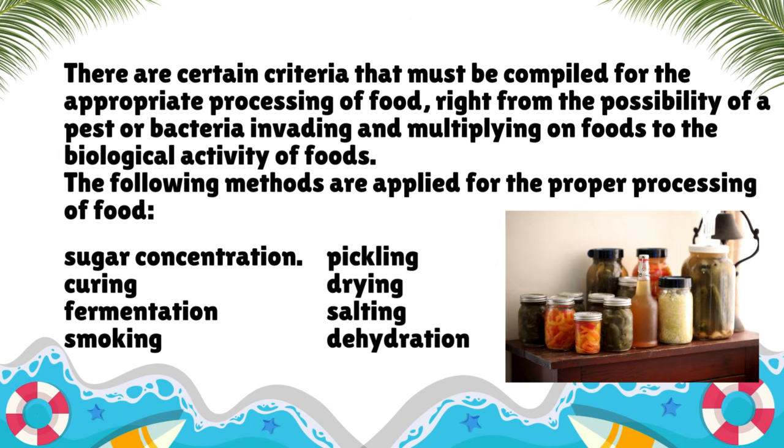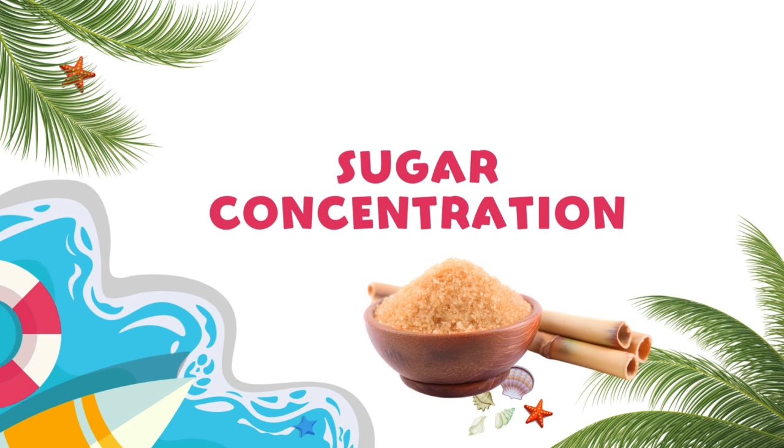There are certain criteria that must be complied with for the appropriate processing of food, right from the possibility of a pest or bacteria invading and multiplying on foods to the biological activity of foods. The following methods are applied for the proper processing of food: sugar concentration, pickling, curing, drying, fermentation, salting, smoking, dehydration.